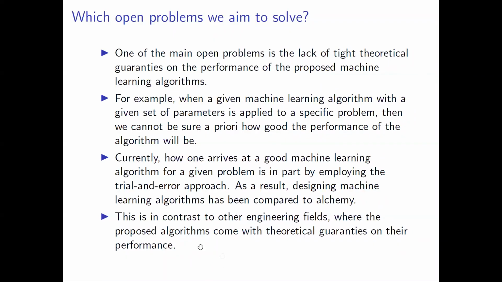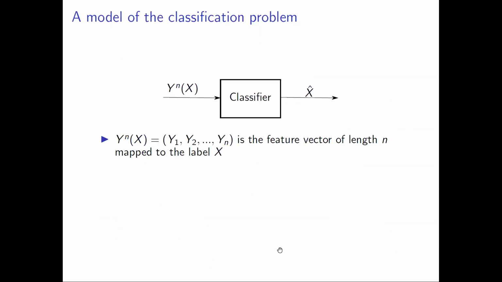So this is what we will try to do. Can we also provide theoretical guarantees for the classification problem? So let's model the classification problem. The classification problem can be modeled as in this figure. There's a classifier. The classifier has an input and an output. The input is Y^n(X). Y^n(X) is a vector from Y1 to Yn that represents the features. So it's a feature vector. It has length n, and it's a function of X, meaning that it is mapped to the label X.